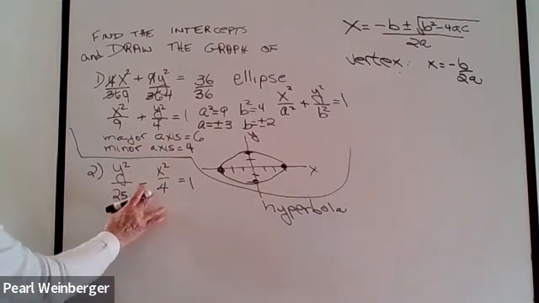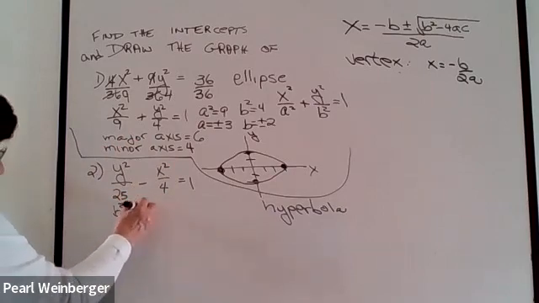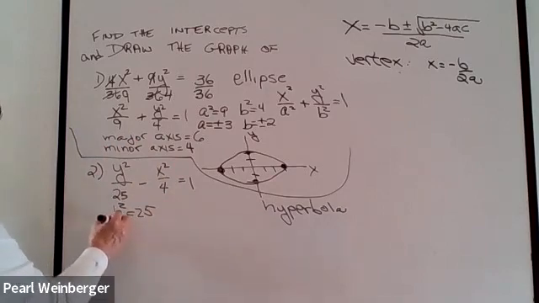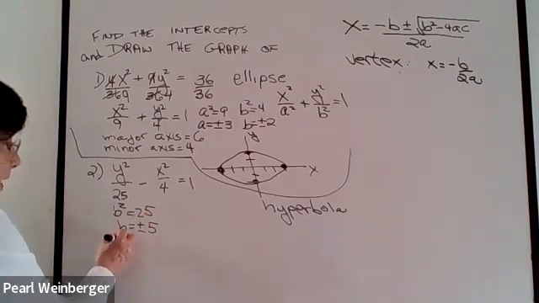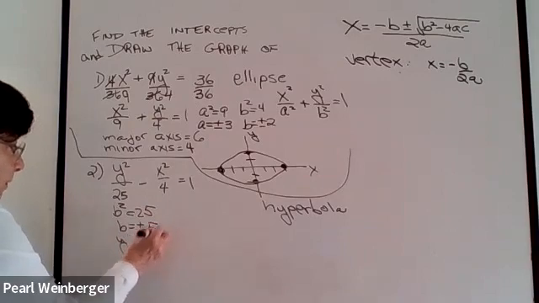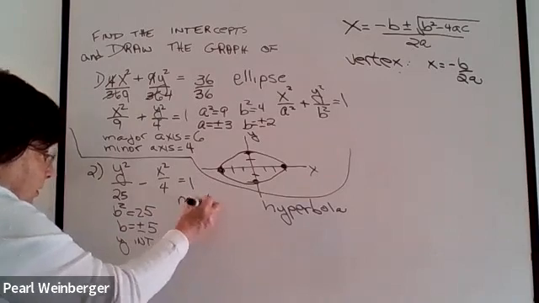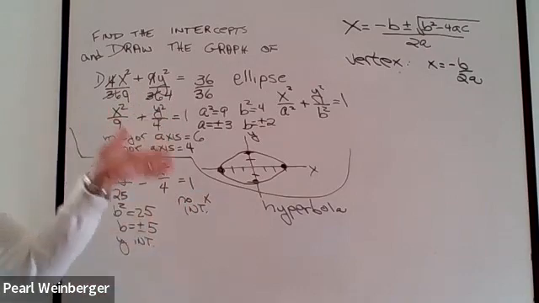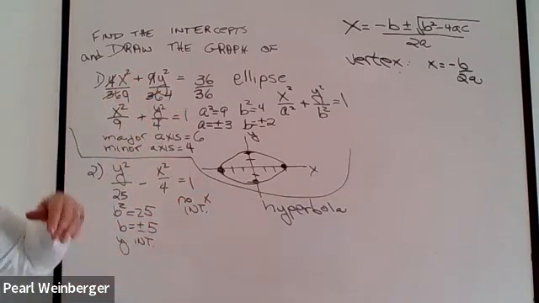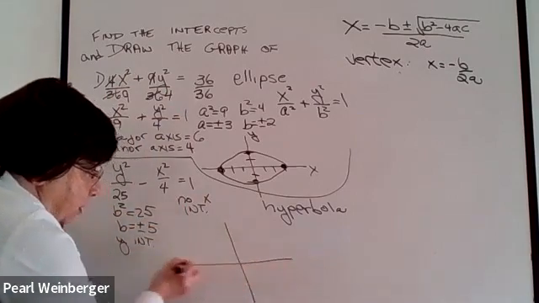So in this case, when it starts y squared minus the x squared, the number underneath the y squared is 25. That's the b. Either plus or minus 5 is the y-intercepts. There are no x-intercepts. So when you have a hyperbola, you're going to have 2 U-shapes facing back to back, sometimes sideways, sometimes up and down.